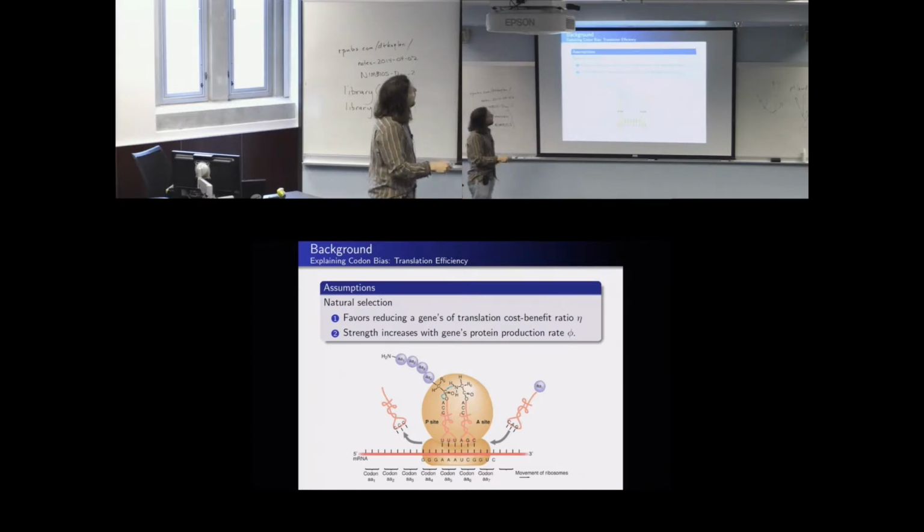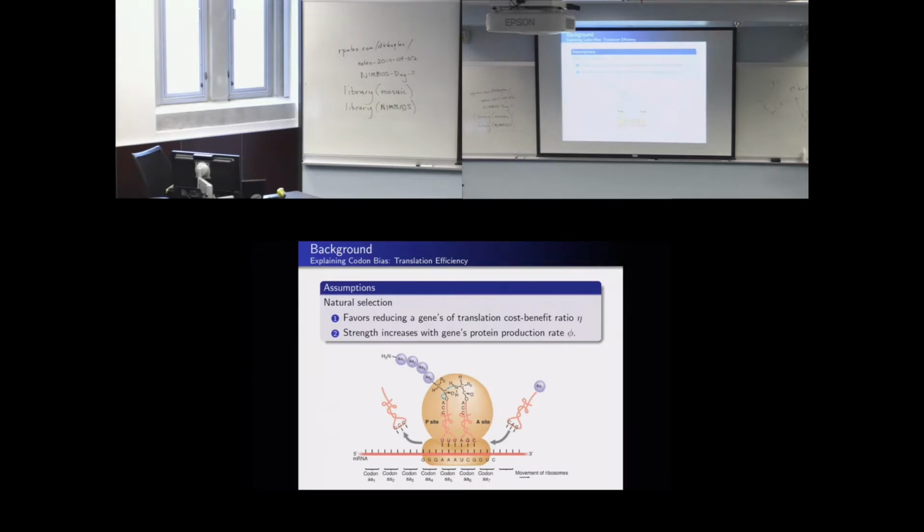Our assumption is that natural selection is going to favor minimizing this cost-benefit ratio, which we represent with an eta. The idea is that the strength of selection is going to increase with the target protein production rate of that gene. Having a very low cost-benefit ratio isn't going to matter too much if the gene is being produced once an hour. But if you're producing thousands of those proteins from that gene a minute, then reducing that cost-benefit ratio is going to have a strong fitness effect. We'll formalize all of that, but that's the intuition.